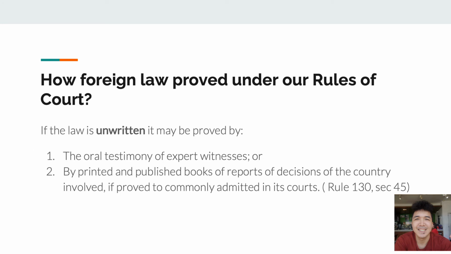The second scenario is, what if the law is unwritten? If the law is unwritten, it may be proved by 1, the oral testimony of expert witnesses, or 2, by printed and published books of reports of decisions of the country involved if proved to be commonly admitted in its courts, under Rule 130, Section 45 of our Rules of Court. Here, the law pertaining here are decisions of the Supreme Court or customs of the foreign country which are recognized as part of the law of the land in their country.